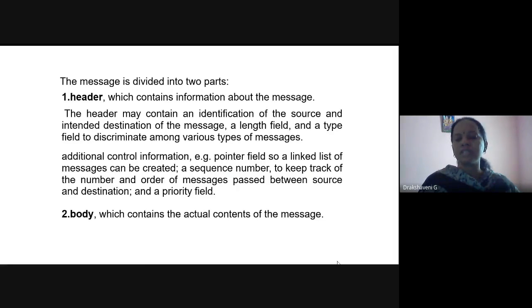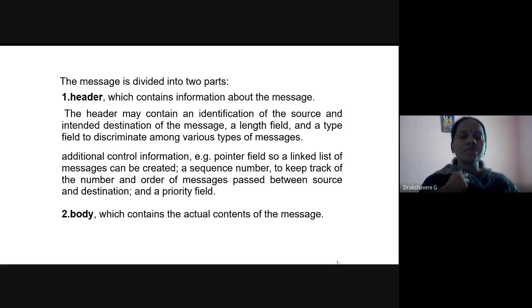Suppose my message is only one word, then only one block is required. If my message is 10 words or more than one paragraph, then I cannot send it at one time. Then what we do is pass small pieces, maybe five words at one time. So that's where it can be broken.